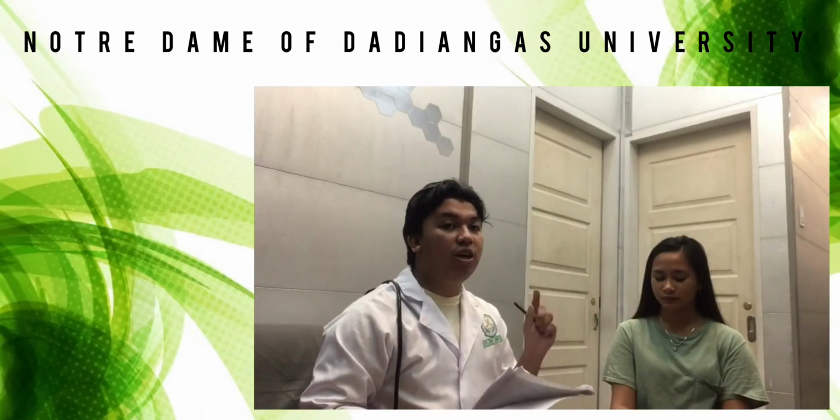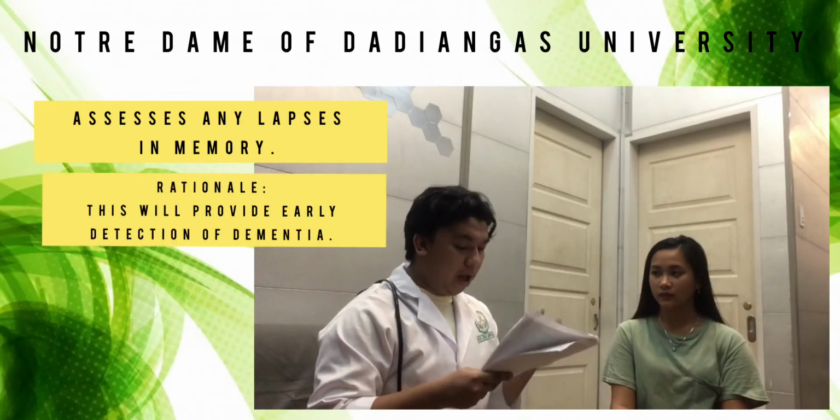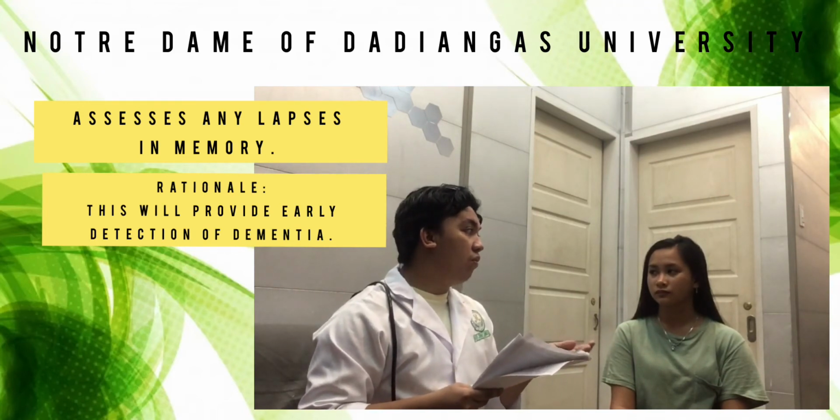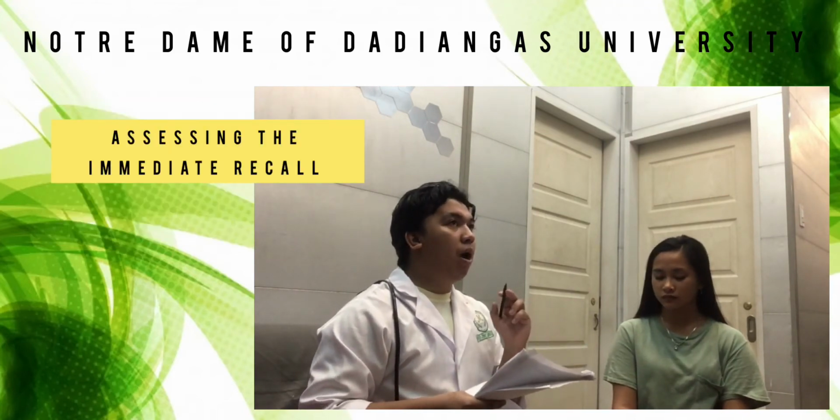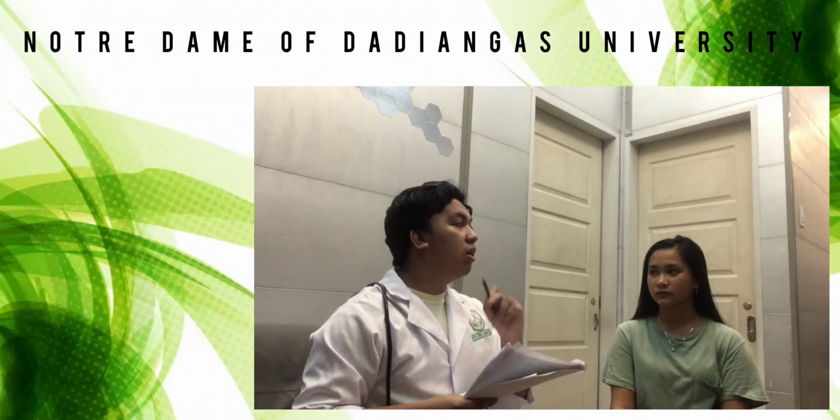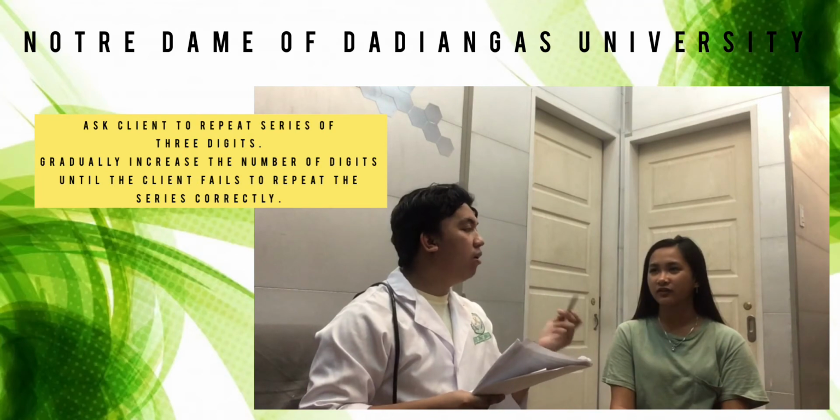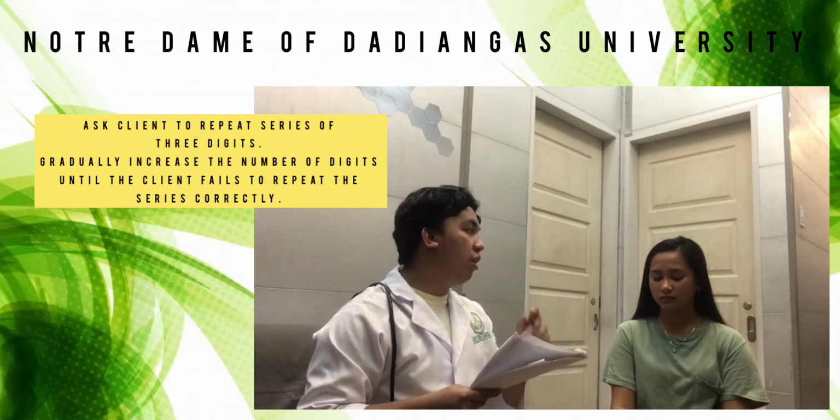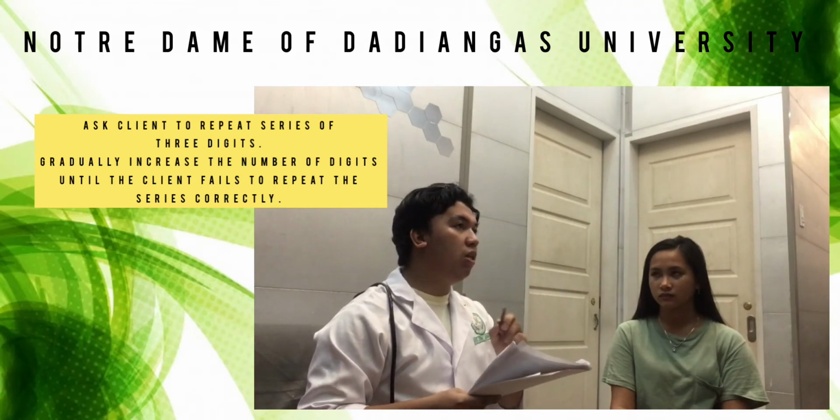Going to ask a series of 3 digits of numbers. Assess any lapses in memory. This will provide early detection of dementia. So for assessing the immediate recall, ask the client to repeat the series of 3 digits: 7, 5, 3. Gradually increase the number of digits until the client fails to repeat the series correctly.